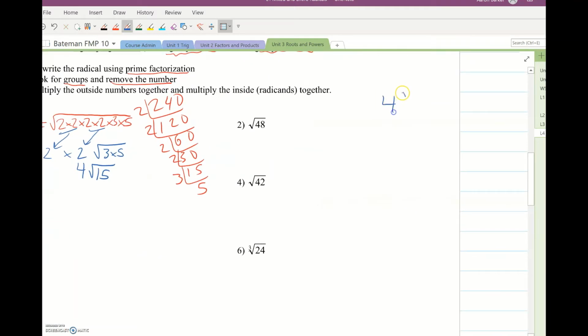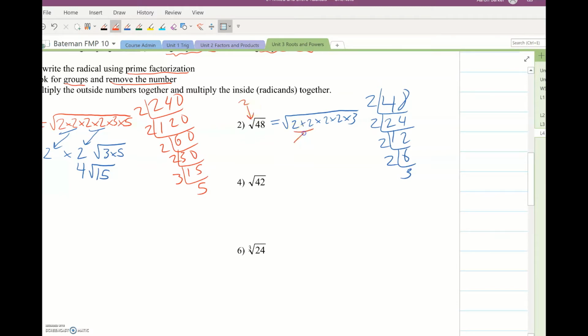Root 48. Okay, so divide by 2. We get 24, 12, divide by 2, we get 6, divide by 2, we get 3. So root 48 equals square root 2 times 2 times 2 times 2 times 3. And again, our index is a 2. That's where we're looking, right there.